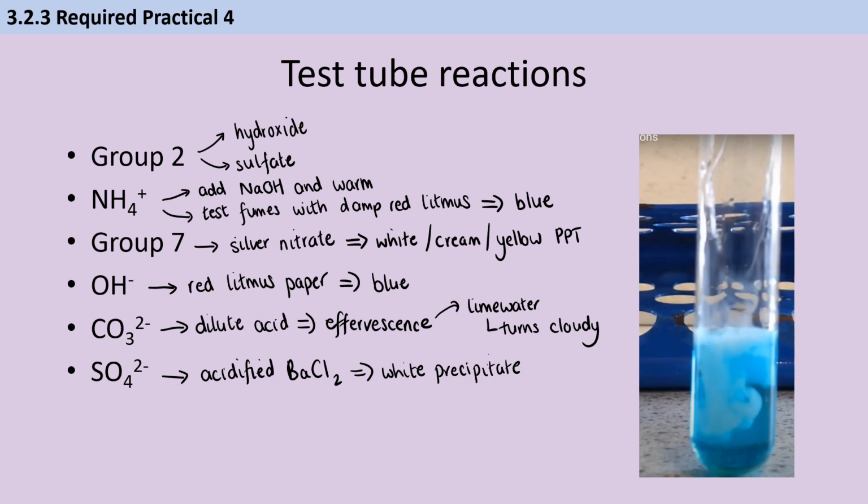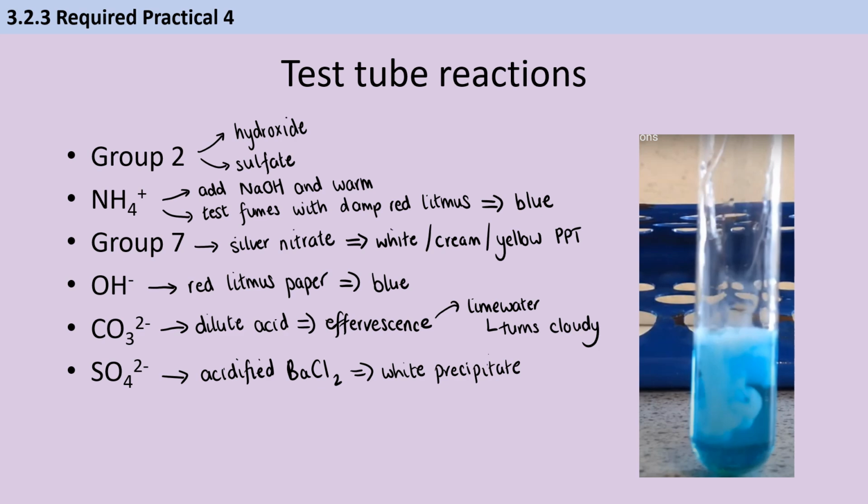If we think we might have ammonium ions, then we add sodium hydroxide and warm in a water bath so that ammonia gas would be given off. And then we test those fumes to see if they are ammonia gas with damp red litmus paper, which will turn blue in the presence of ammonia. As we've said, to identify group 7, we use acidified silver nitrate, which will form a white precipitate for chloride ions, a cream precipitate for bromide ions, and a yellow precipitate for iodide ions.